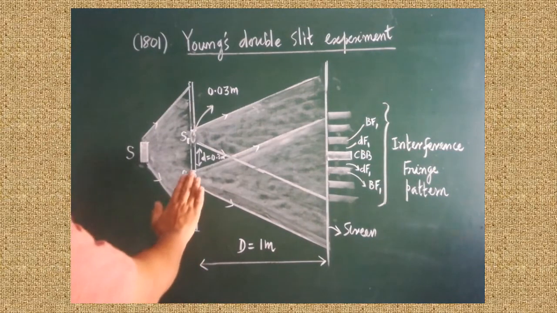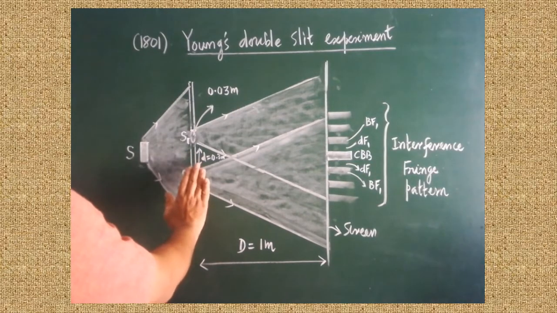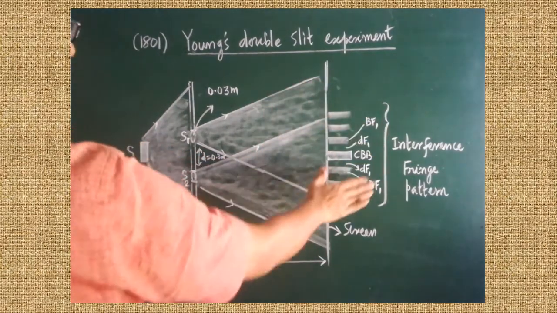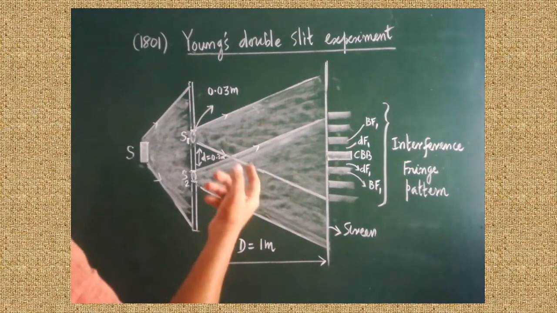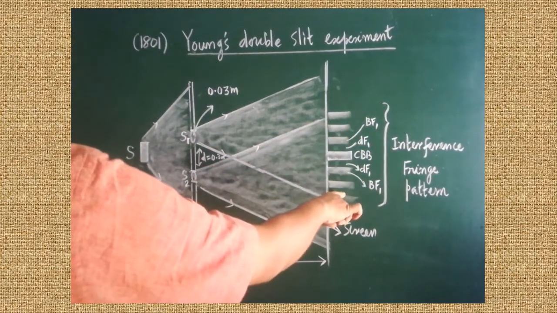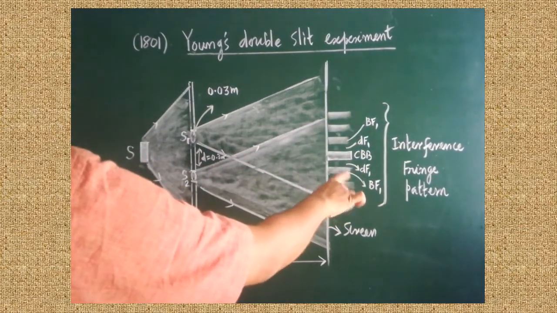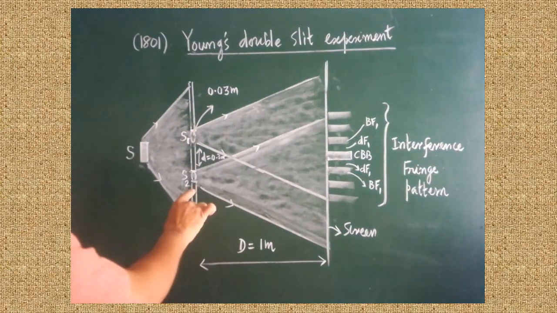Now, if any one of the slits is closed, look at that, what will happen? The entire region will be fully illuminated. You can't see any interference pattern, interference fringes. It shows that this interference pattern is purely because of the superposition of the light waves which come from S1 and S2. Are you clear?